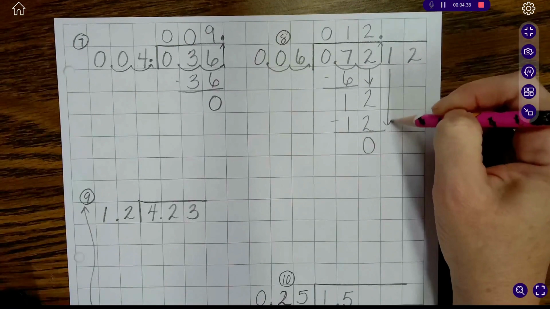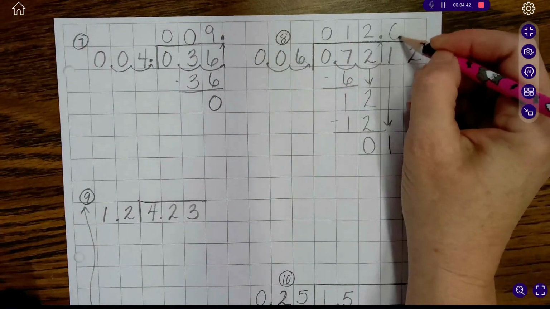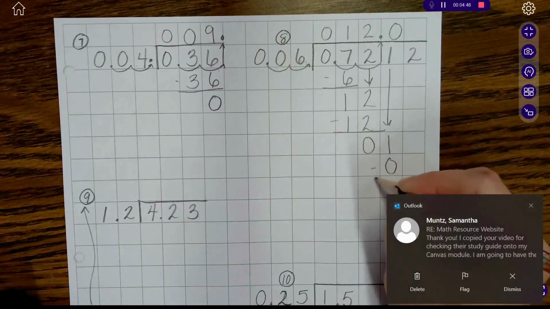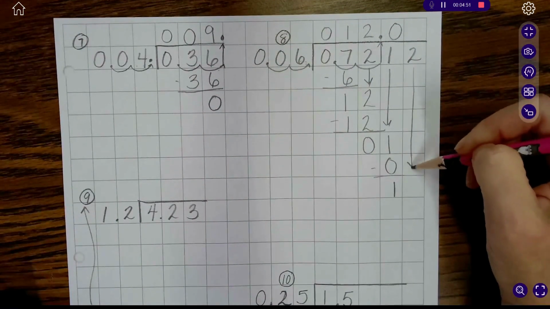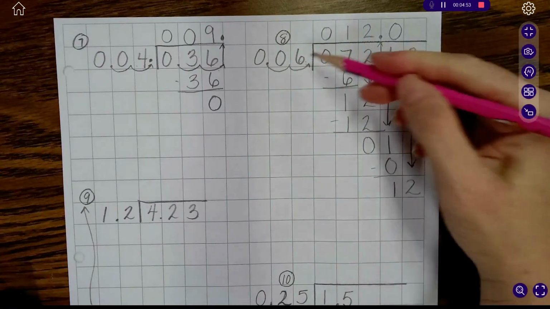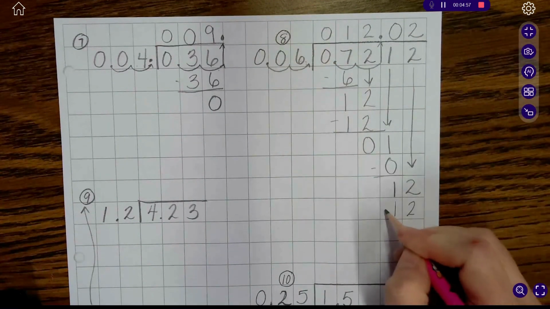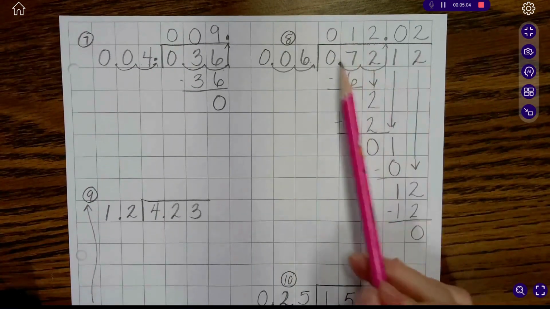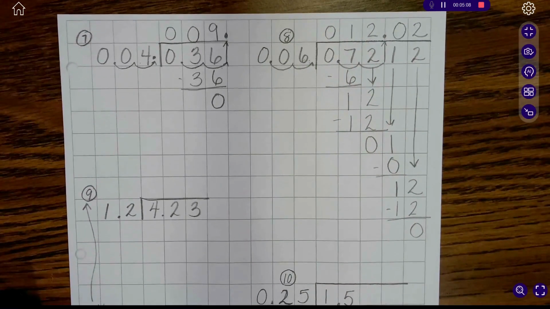Bring down the 1. 6 cannot divide 1, so I write a 0. 0 times 6 is 0. Subtract, I get 1. Please bring down the 2. 6 can divide 12 twice, which is 12, and you get 0. So hopefully that one wasn't too bad. It looks intimidating in the beginning because it's big numbers, but it ended up not being too bad.